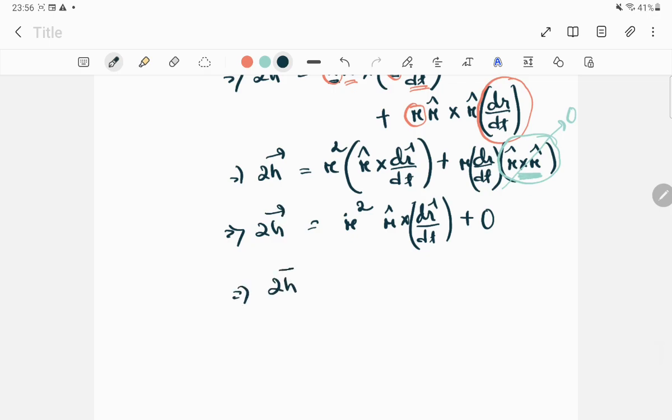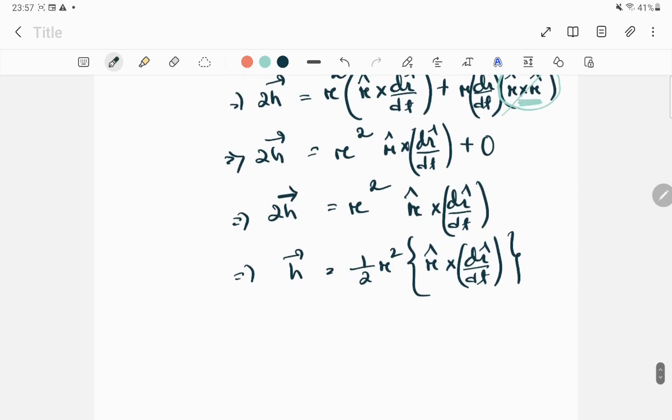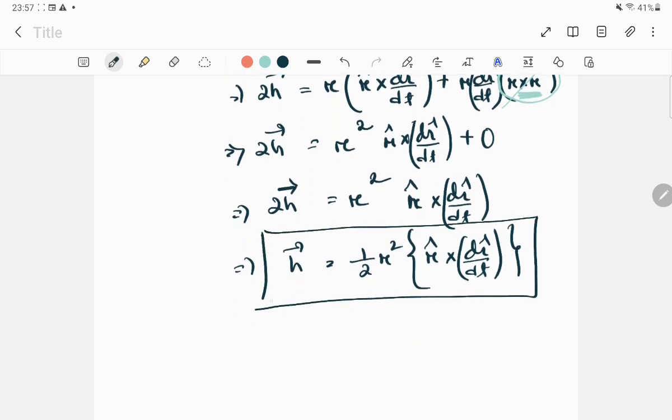So finally we have 2h vector is equal to r square r cap cross dr cap dt. So h vector is equal to 1 by 2 r square r cap cross dr cap dt. That's what we have right now. Let that be equation number 7 for us.